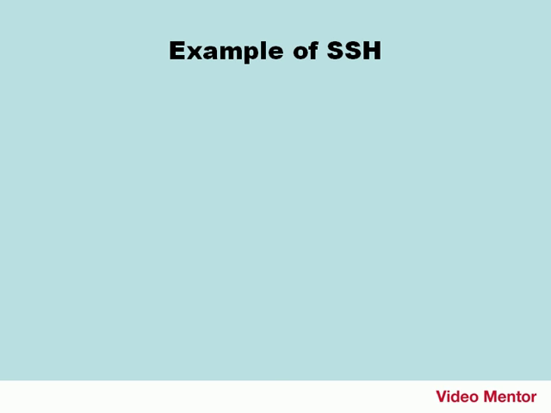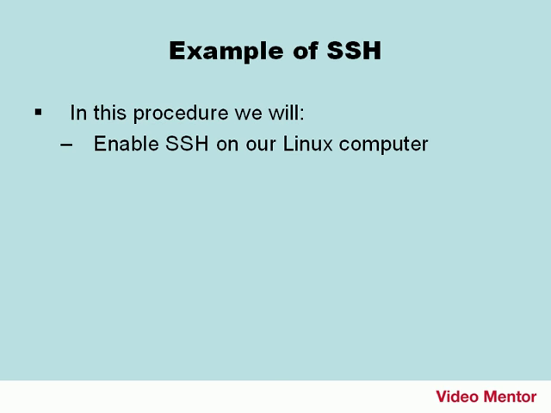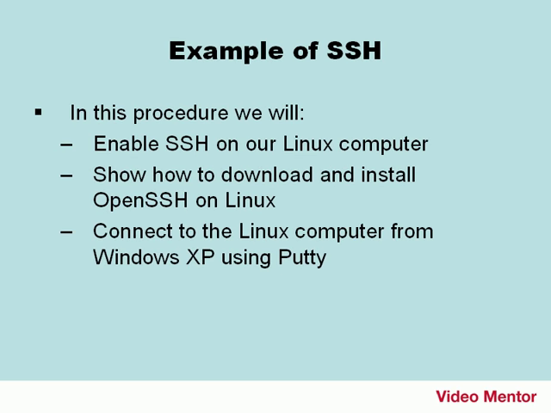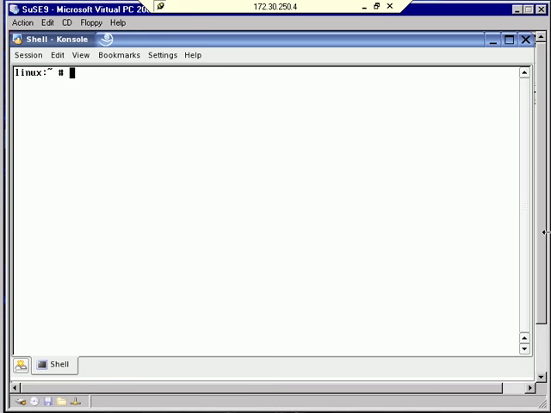Let's show an example of SSH. In this procedure, we'll enable SSH on our Linux computer. We'll show how to download and install OpenSSH for Linux, and connect to the Linux computer from Windows XP using a program called PuTTY, which will utilize the SSH protocol. So first I want to go to the Linux computer, and I'm using SUSE, which actually has SSH installed already.